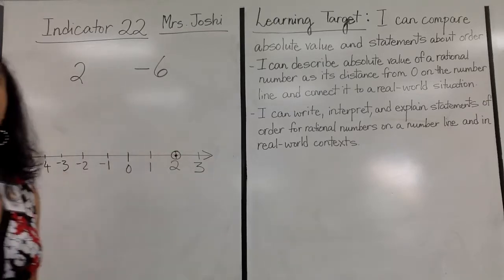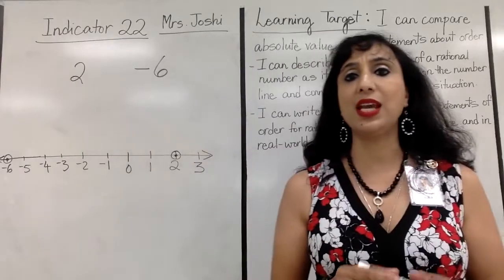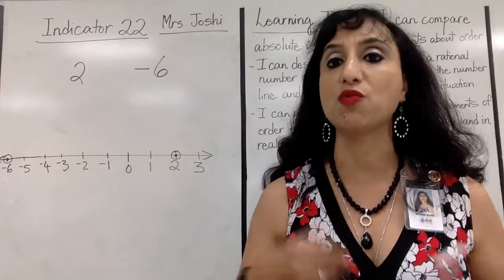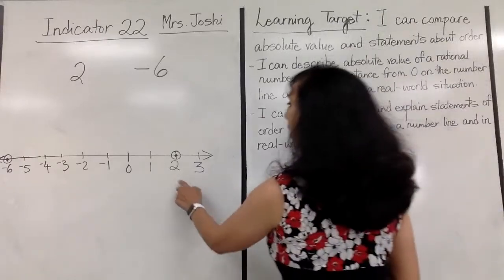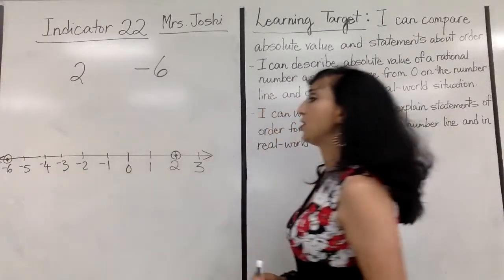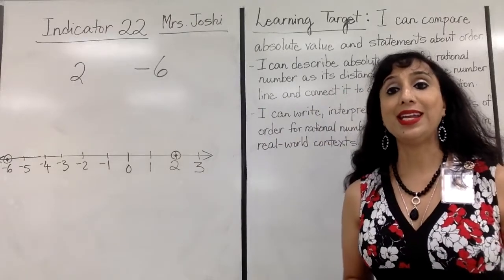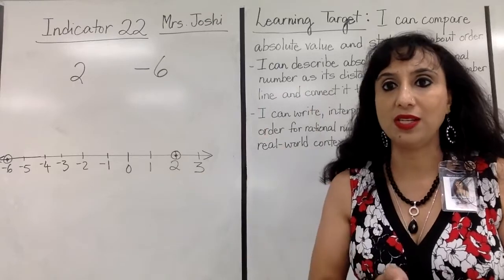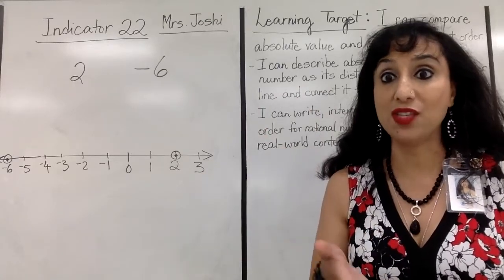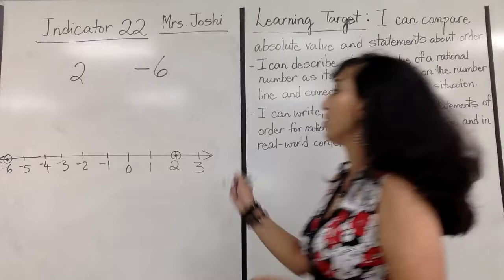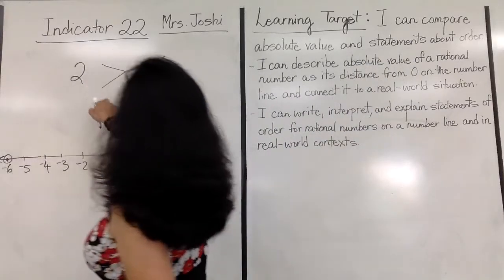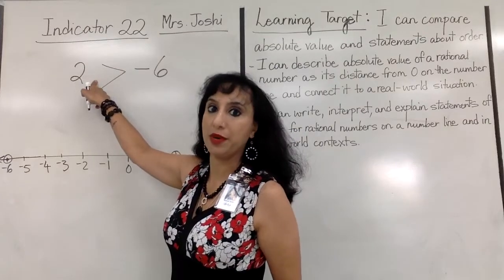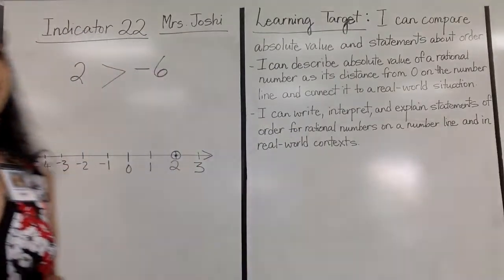So obviously, if I'm looking at -6 and I'm looking at 2, I can see that 2 is to the right. This is to the right of -6. And so that is why it is greater than -6. But also, automatically you know that a positive number, a positive integer, is greater than a negative integer. So this is greater, and which side the mouth opens is the greater number. So remember that always, okay?